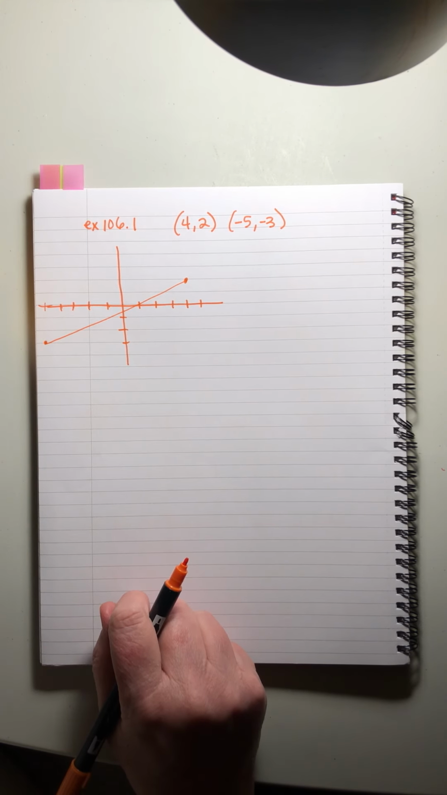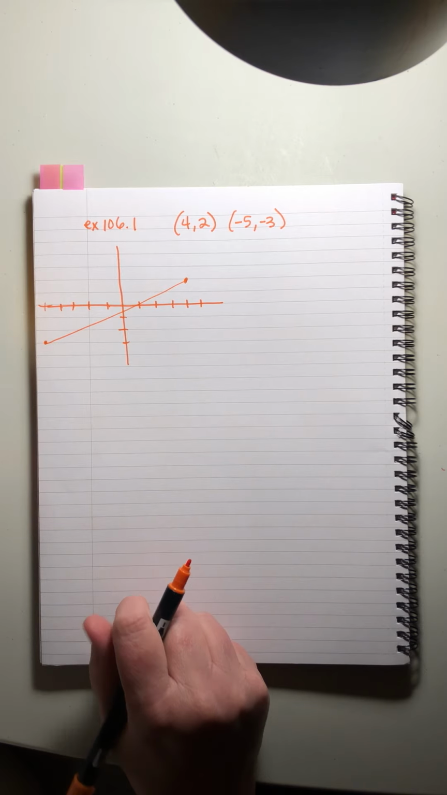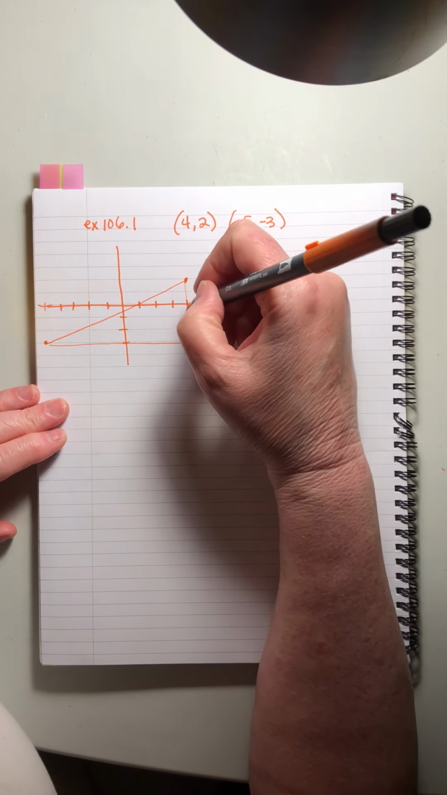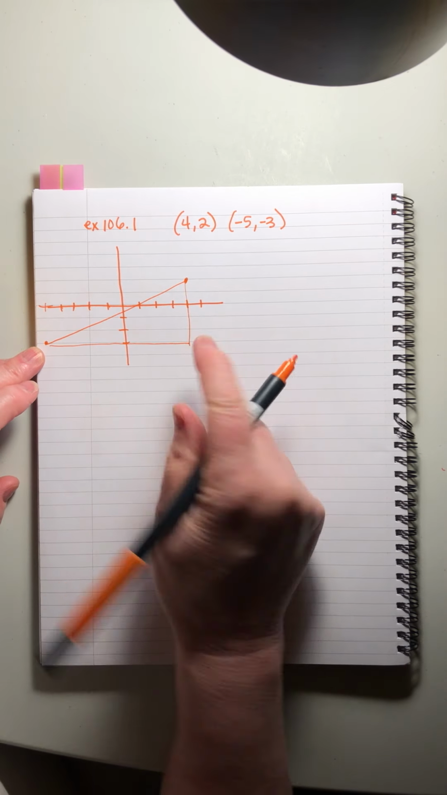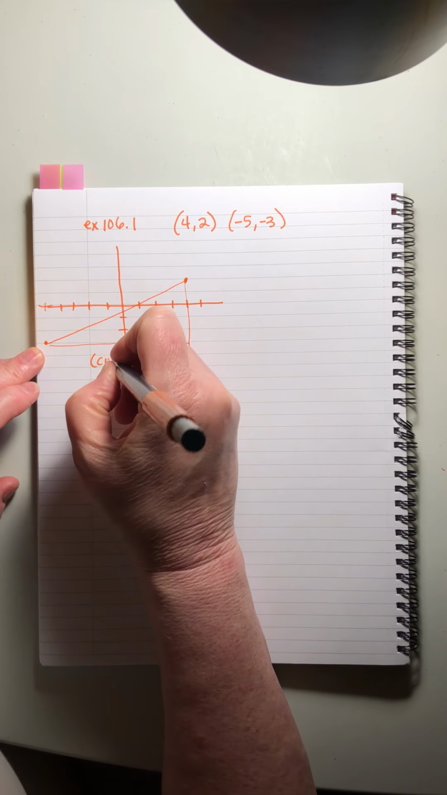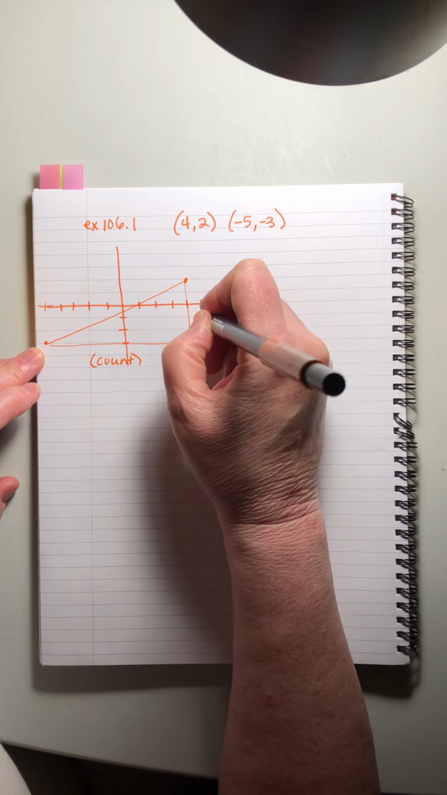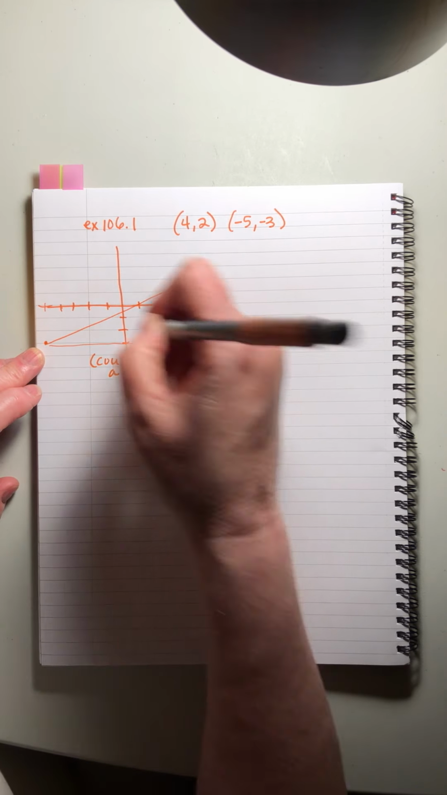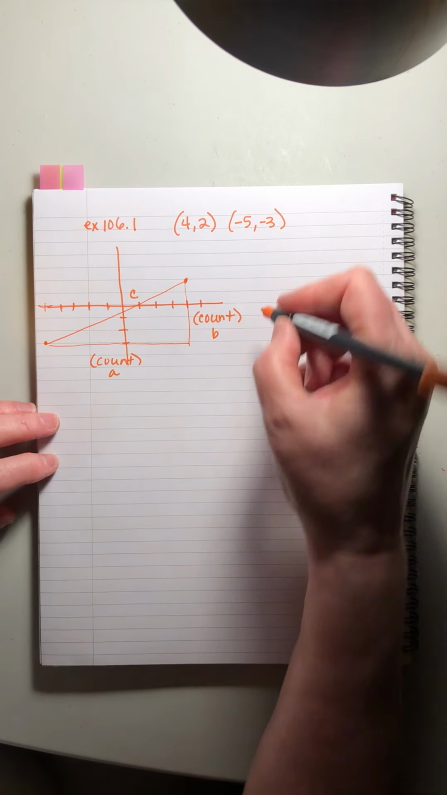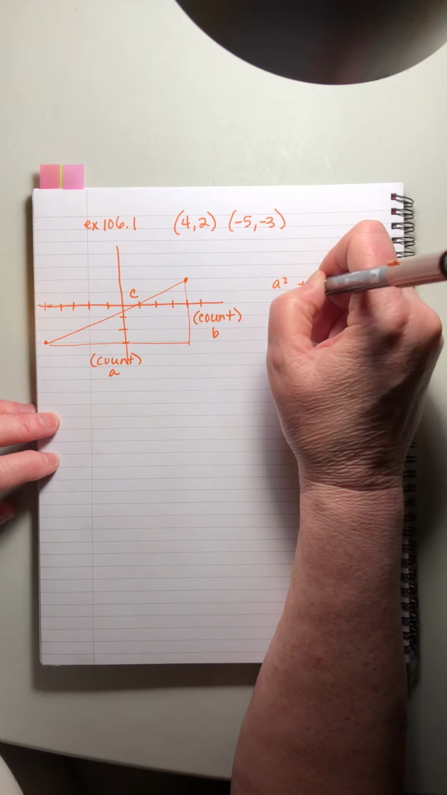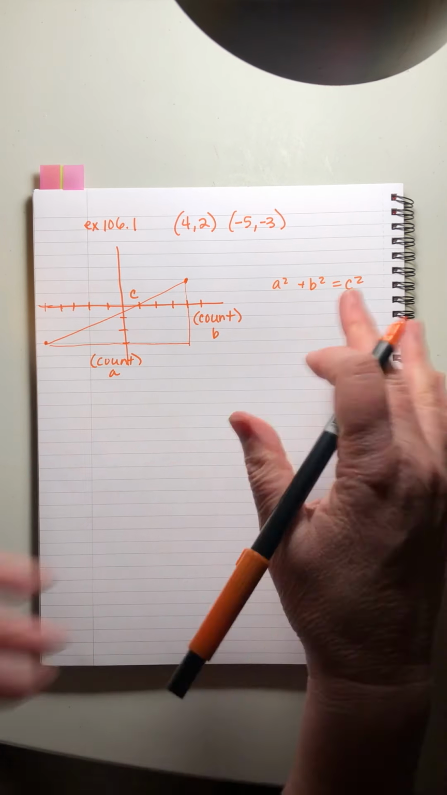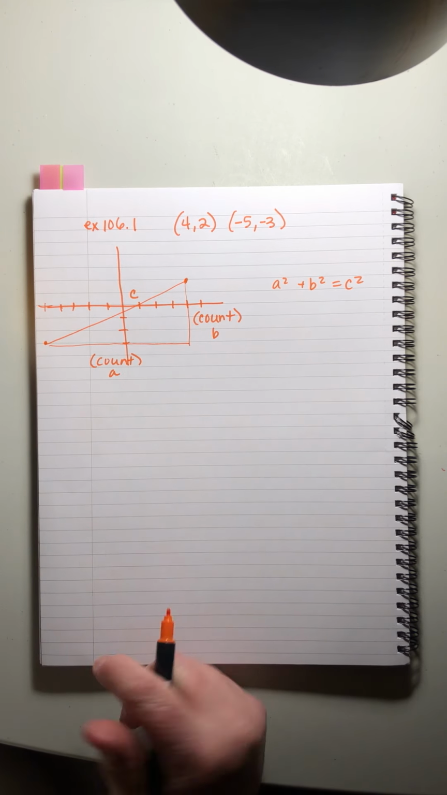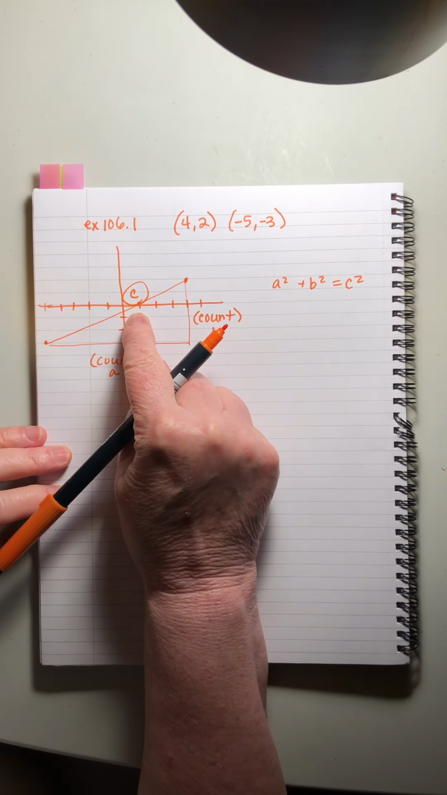Well, we could do it by turning this into a right triangle, right? We could count how many units that side is, and how many units that side is. We could call this A, and that B, and that C, and say A squared plus B squared equals C squared, and then do a bunch of magical algebra and find that length, right? Because that's what we want to find.